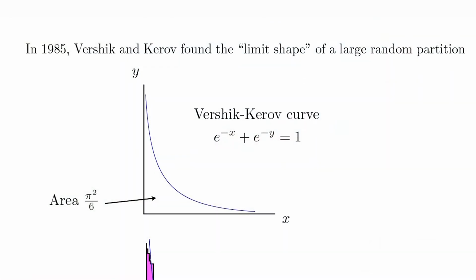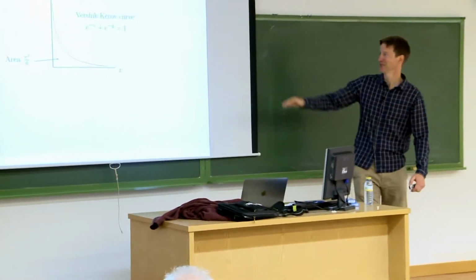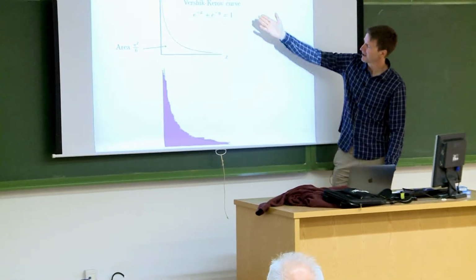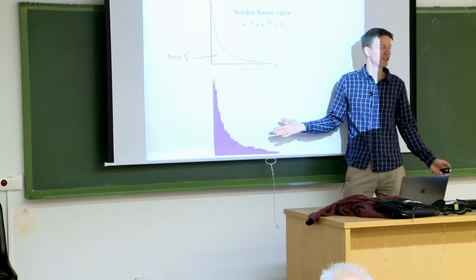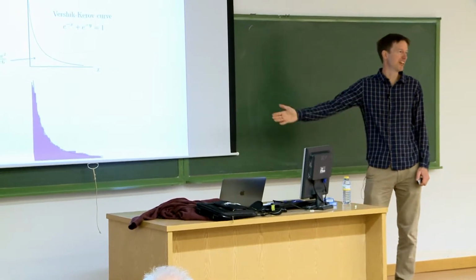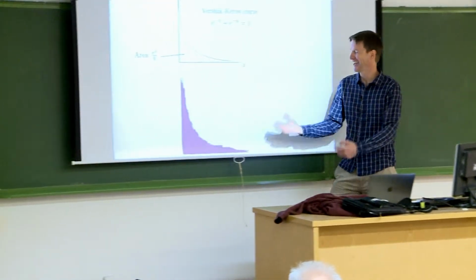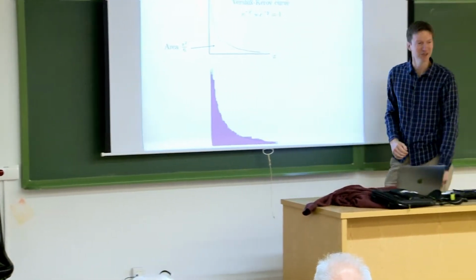This curve here, e to the minus x plus e to the minus y equals 1. I should scale it by something. This one has area pi squared over 6, but if you want to scale it to have area 1, the formula is a little uglier. So this is the formula which we like. And if you compare that shape with the uniform random partition of 2000, you see that it's actually pretty close. I didn't cheat here. I actually did pick a uniform random partition of 2000, and you can see that it's following that curve pretty closely.